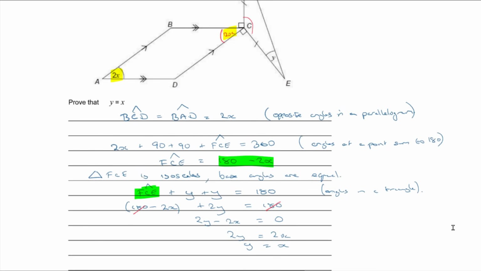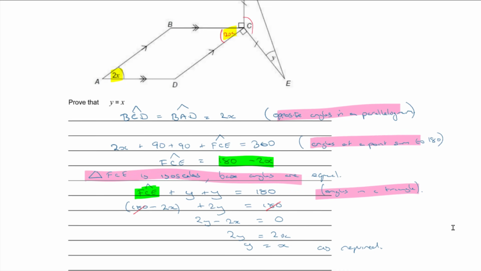So again, just make sure you're writing the rules down that you're using as you're going through as statements, as well as doing the maths.